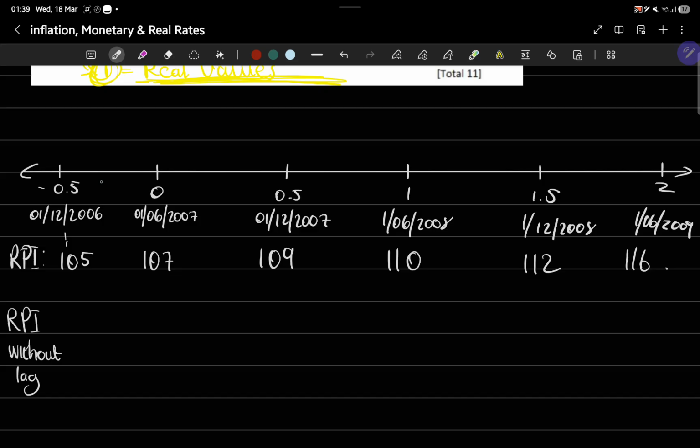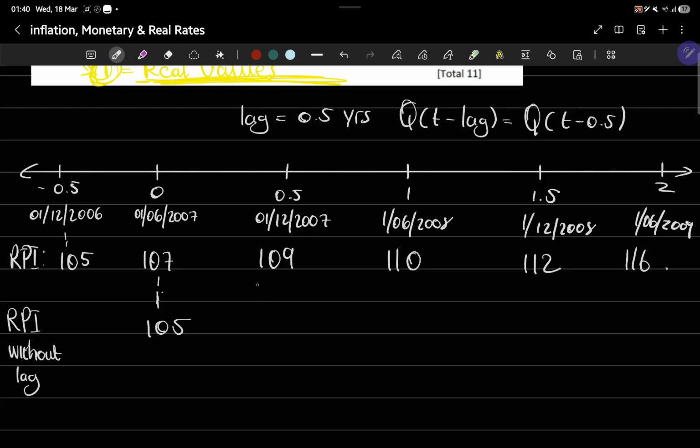So the lag is equal to 0.5 years. So Q(t minus lag) is equal to the value of the index at t minus 0.5. Here, at t equal to 0, the value of the index without lag is equal to the value of the index at 0 minus 0.5, which is 105.